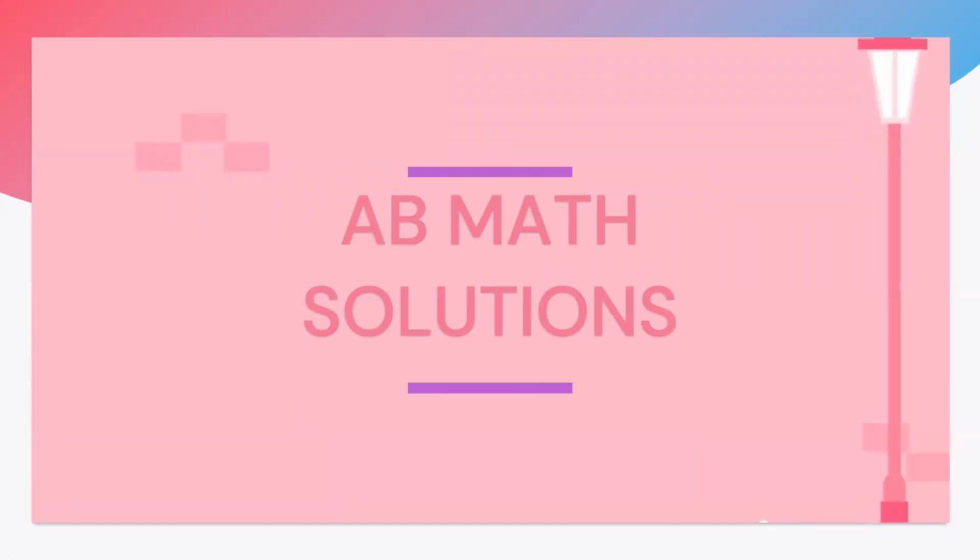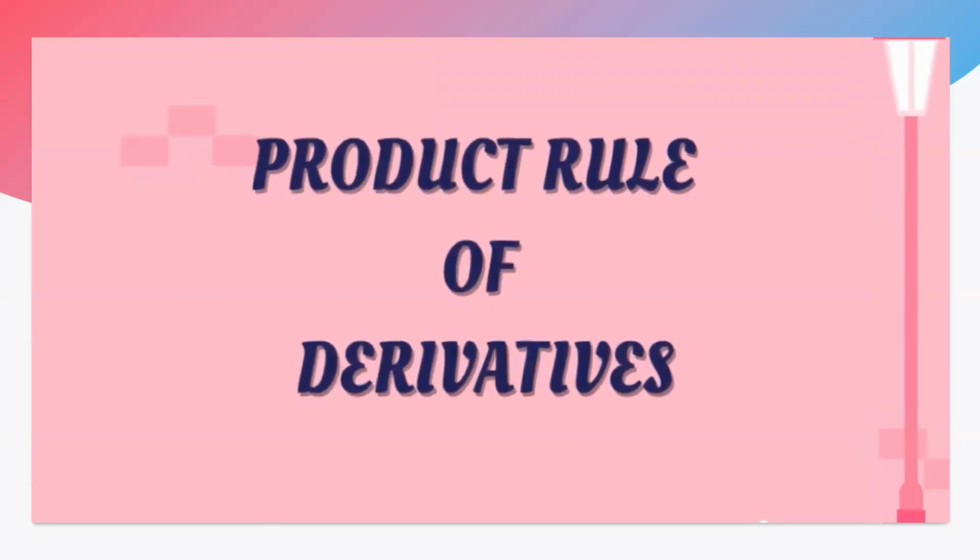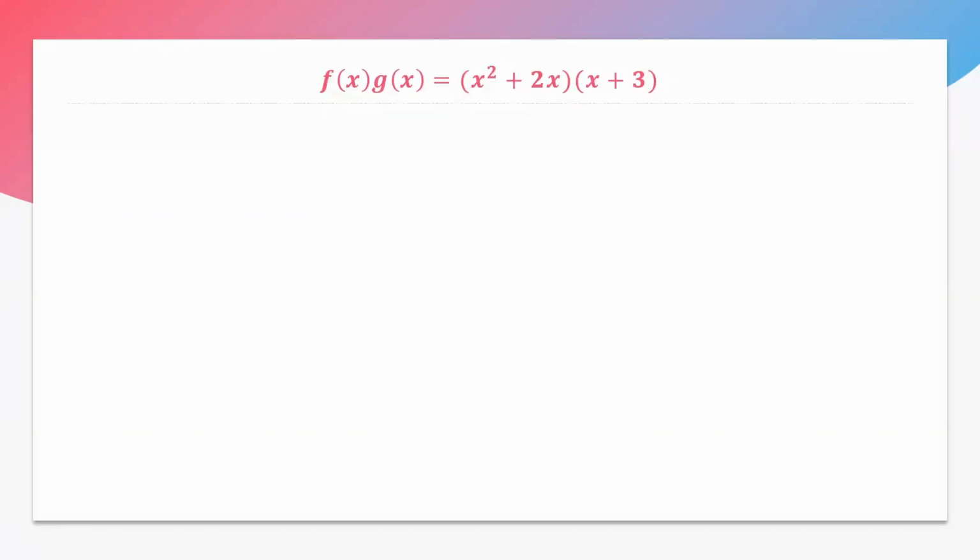In this video, we are going to see about the product rule of derivatives. Let us consider f of x into g of x is equal to x square plus 2x into x plus 3. When we multiply exponents, if the bases are same, we can add the powers.